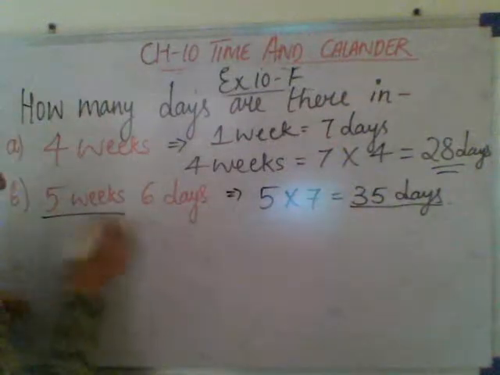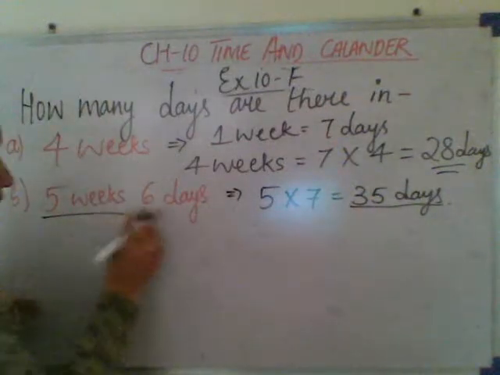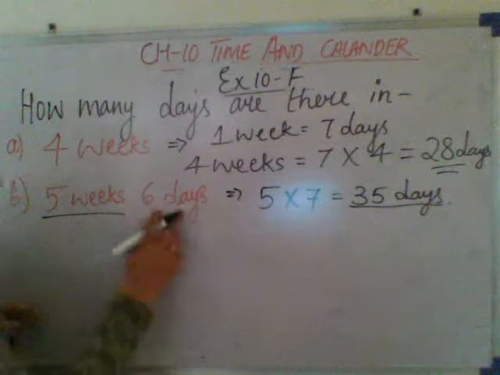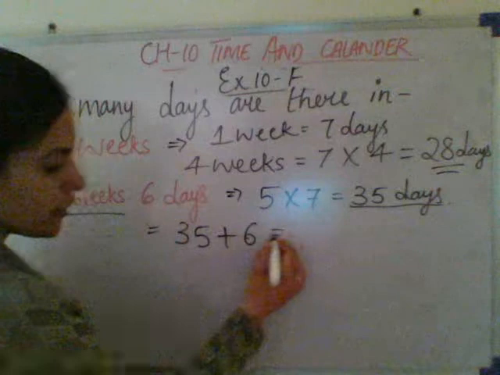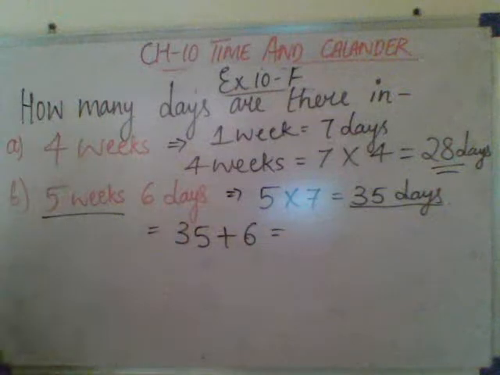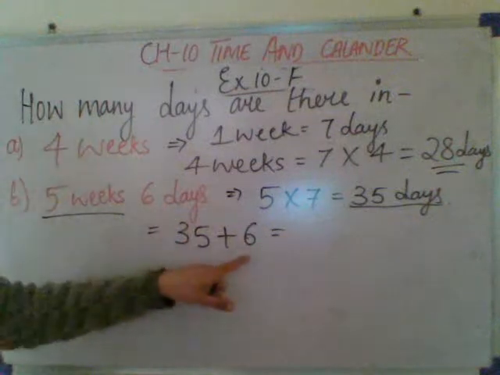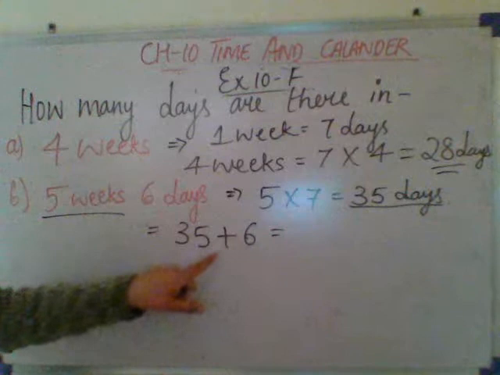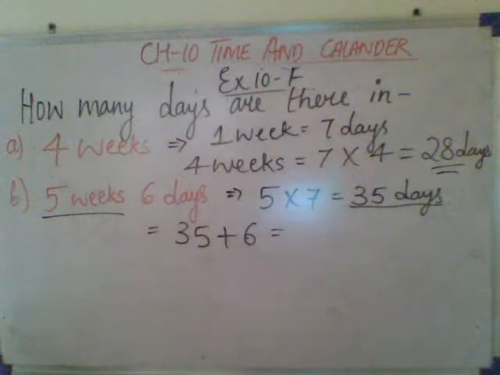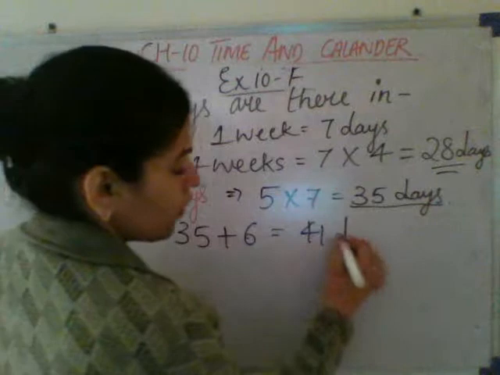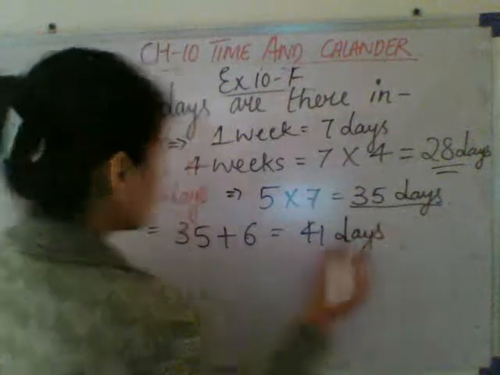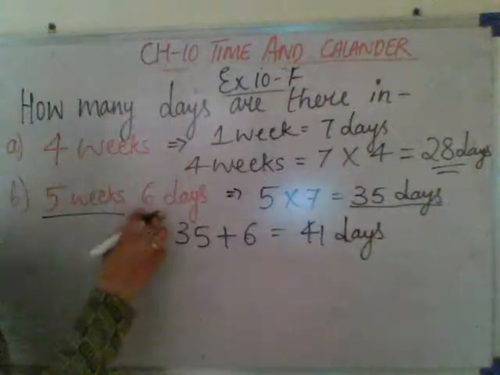35 days are there in 5 weeks, and now remaining how many days are left? 6 days. So 35 plus 6. You have to add 6 with the 35. So you will be getting 41 days. 41 days are there in 5 weeks and 6 days.